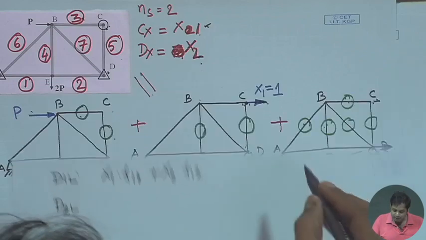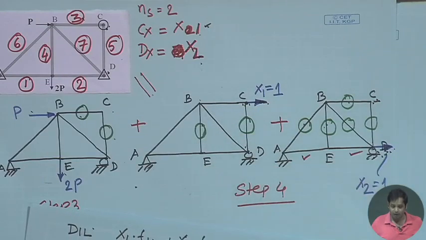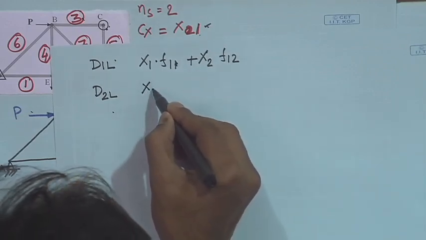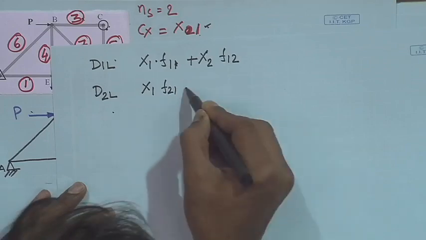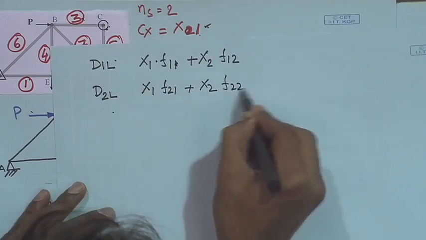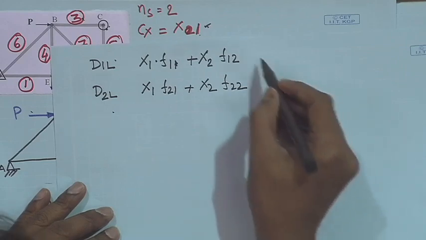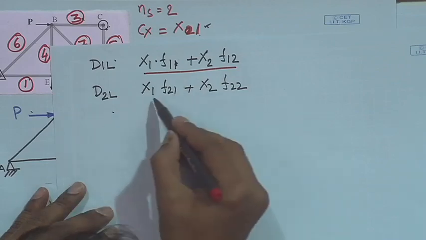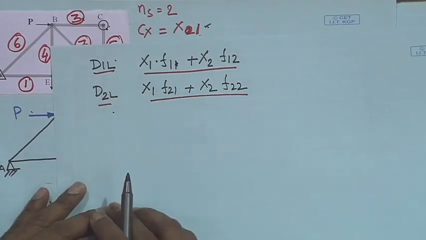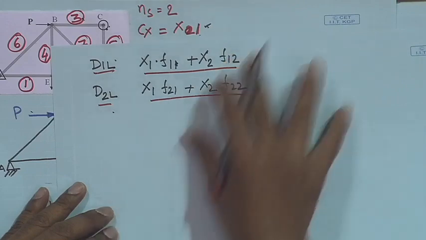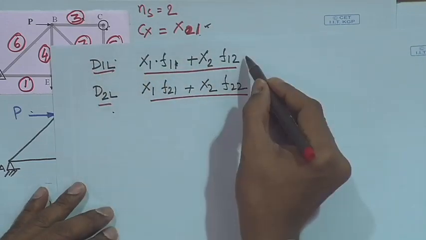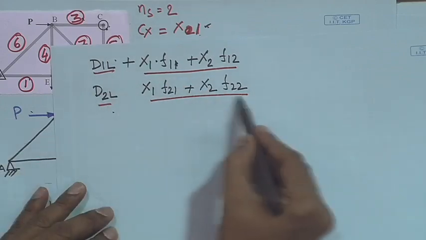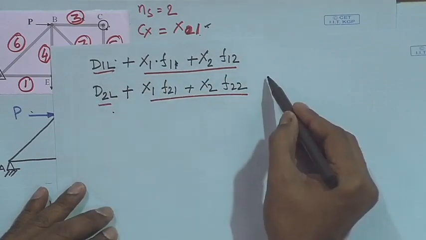Similarly, the displacement due to the redundant forces in the direction of the second redundant will be x1 into F21 plus x2 into F22. This part is due to the redundant forces and this part is due to the primary structure subjected to the external load. So, total displacement at point C will be this plus this, and total displacement at point D will be this plus this. This is very important.